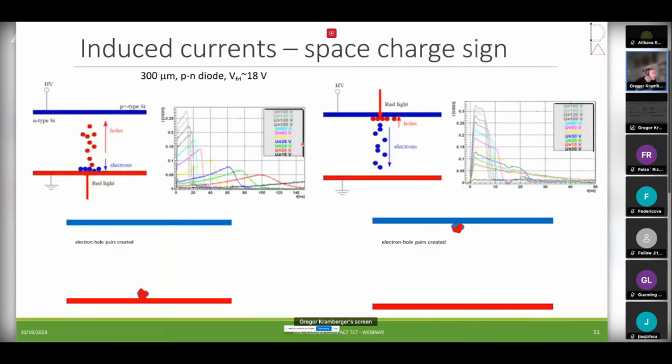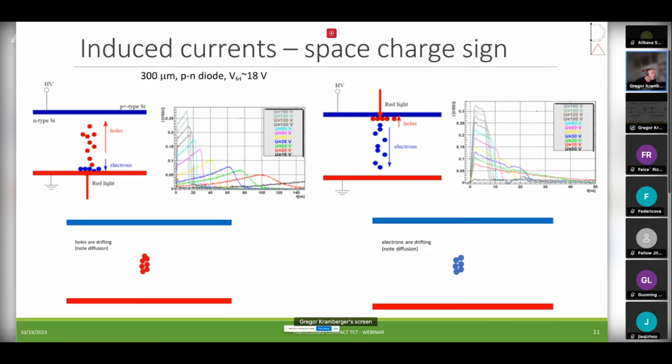There are some illustrations of how this looks. You create, and you can see how the holes in this case drift, if you inject the light from the back. Basically, if you use the short wavelength, you look only at the movement of holes. If you use it from the top, you can only look at the movement of electrons, and you can nicely see how these currents look.